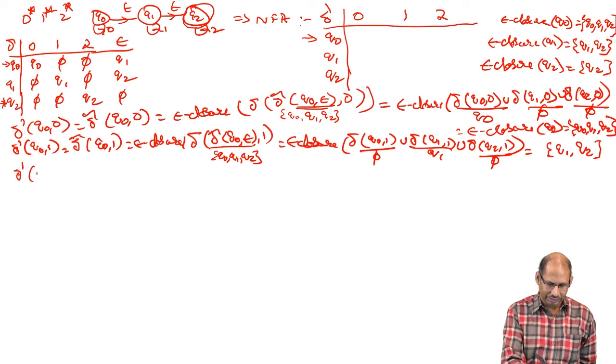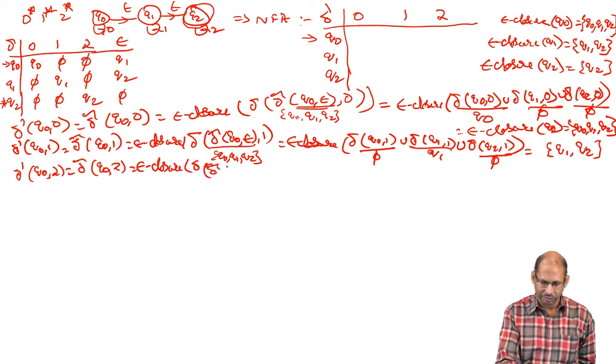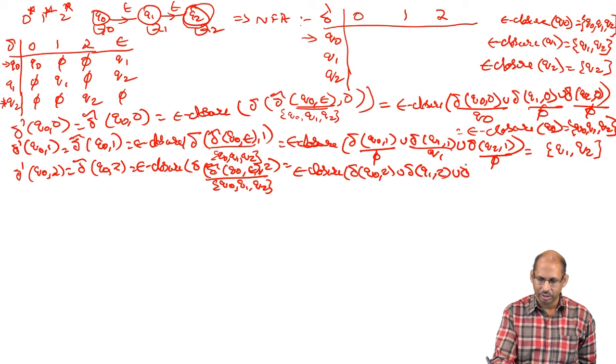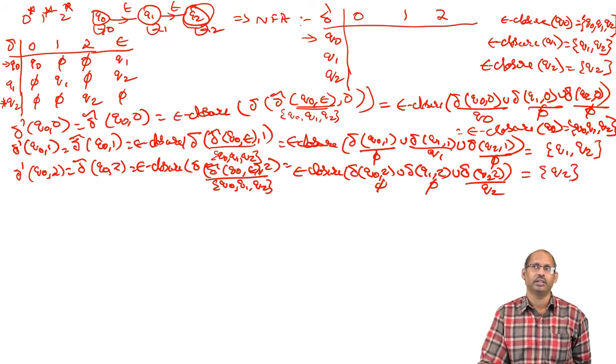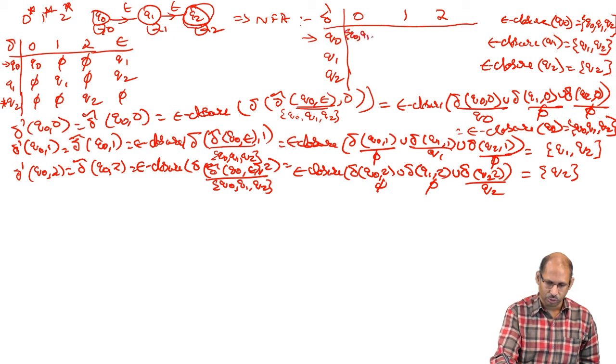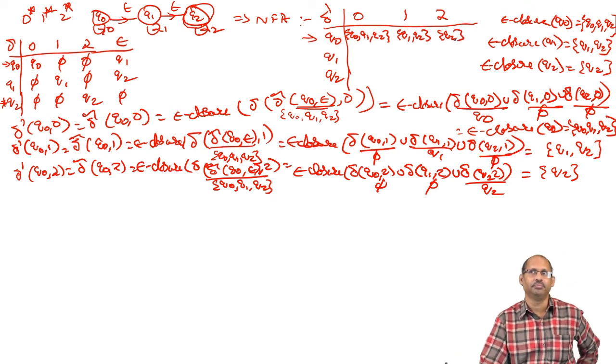Then, the string transition function of Q0 on 2 is epsilon closure of the string transition function of Q0 on epsilon followed by 2. Here this results once again in Q0, Q1, Q2, meaning epsilon closure of the transition of Q0 on 2, Q1 on 2 and Q2 on 2, which results only in Q2. This is phi, this is phi. Then finally, epsilon closure of Q2 is simply Q2. So here we write: this is Q0, Q1, Q2. This is Q1, Q2. Then this is Q2.